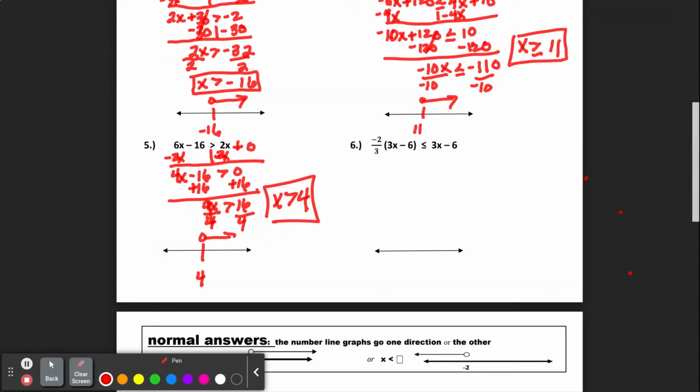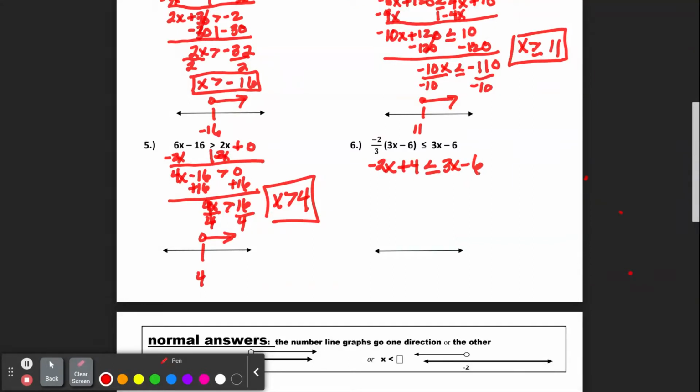All right, let's take a look at problem 6. Here we have a fraction, so negative 2/3 times 3. You can put this in the calculator if you want, or by hand. What you can do is take the numerator times 3, so negative 2 times 3 is negative 6, divided by 3 is negative 2x. And then negative 2 times negative 6 is 12. 12 divided by 3 is 4. And then that's less than or equal to 3x minus 6. All right, so we're balanced.